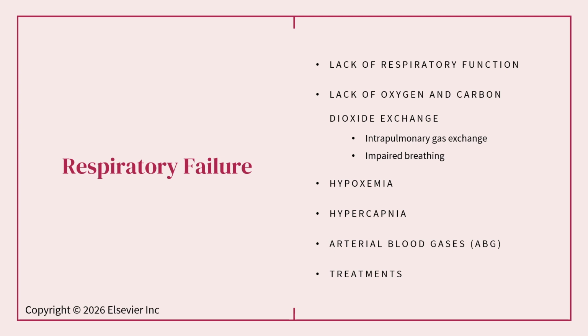ABGs, or arterial blood gases, are the primary method for diagnosing respiratory failure and for determining the severity. Chest x-rays are used to help identify the cause of respiratory failure. Treatment can include establishing a patent airway and administering bronchodilating drugs and controlled oxygen therapy using specialized non-ventilator masks like a CPAP or a BiPAP.